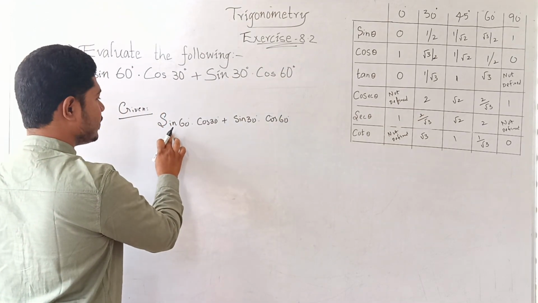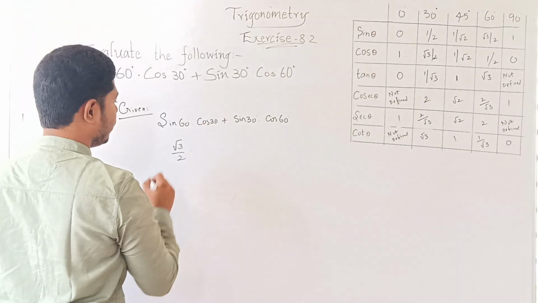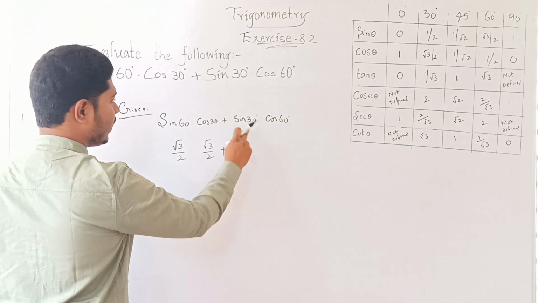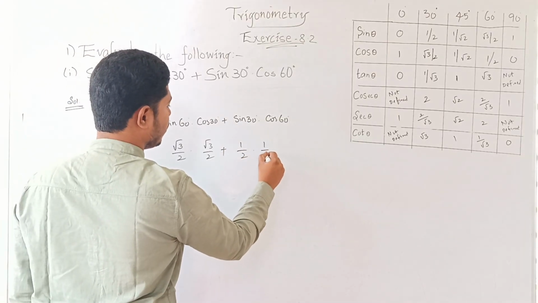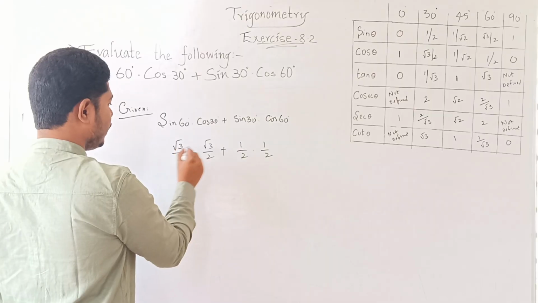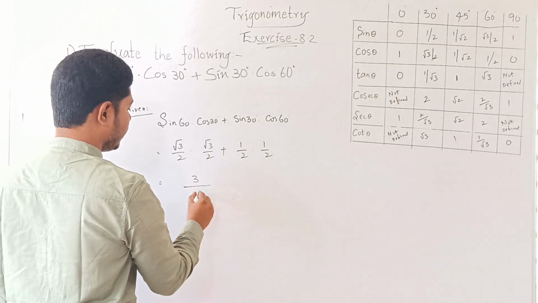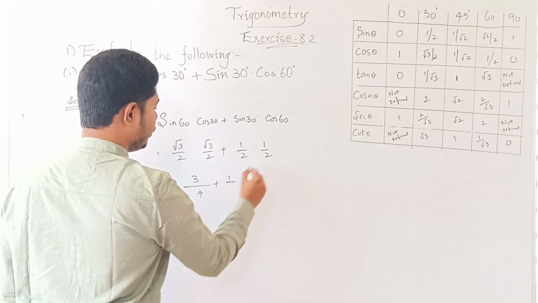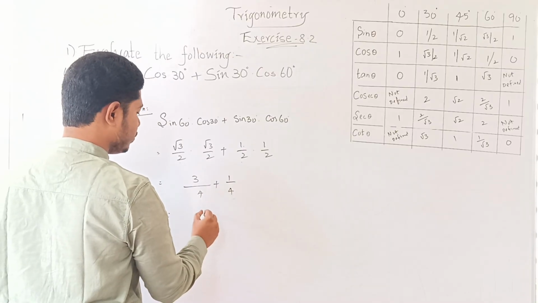What is the sin 60 value? We know that sin 60 is equal to root 3 by 2. What is cos 30? Cos 30 is root 3 by 2. What is sin 30? 1 by 2. What is cos 60? 1 by 2. Root 3 into root 3 is equal to 3. 2 into 2 is equal to 4. 1 into 1, 1. 2 into 2, 4. Therefore, 3 by 4 plus 1 by 4 is equal to 1.